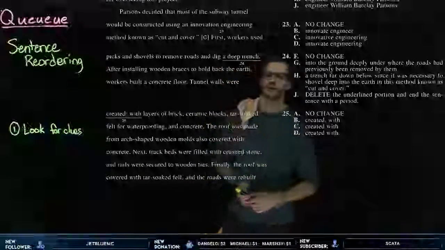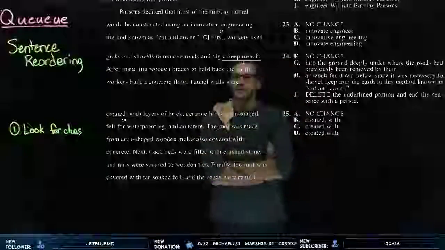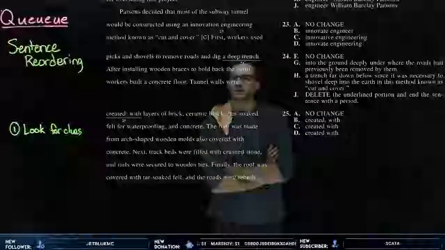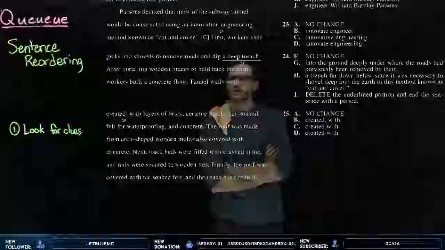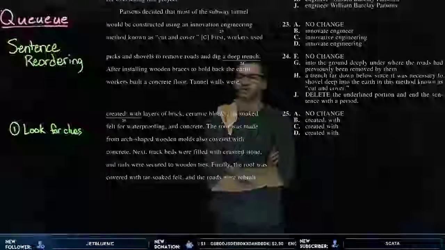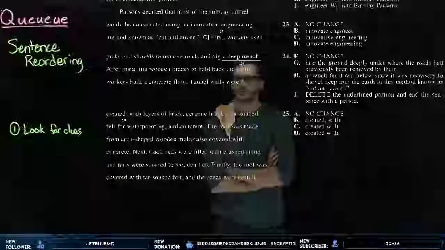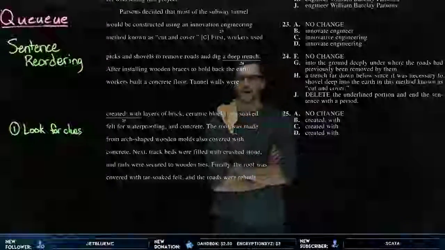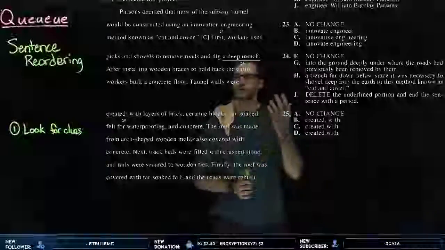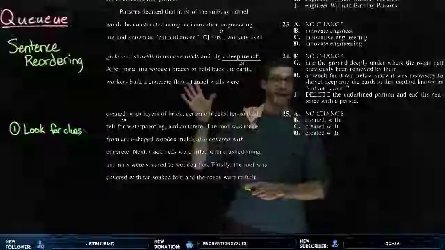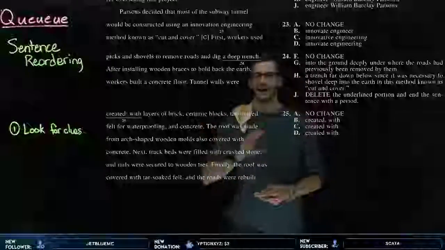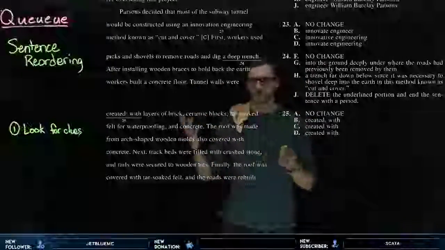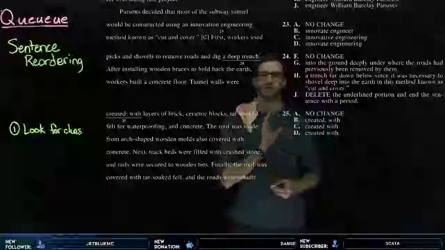There we go. Thank you, Brendan. Parsons decided that most of the subway tunnel would be constructed using an innovative engineering method known as cut and cover. This technique, call it whatever. And then they explain the technique. First workers... Okay, so that seems fantastic. That's great. I'm not saying that you wouldn't have gotten it anyway, but this approach kind of helps a little bit. Okay, we were looking for something specific and we found it.